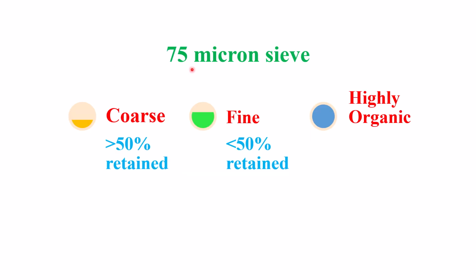Soils are first classified based on the 75 micron sieve using a 50% rule. If more than 50% is retained, it is coarse grained soil. If more than 50% passes, it is fine grained soil. Soils with high organic contents are classified separately as organic soils.